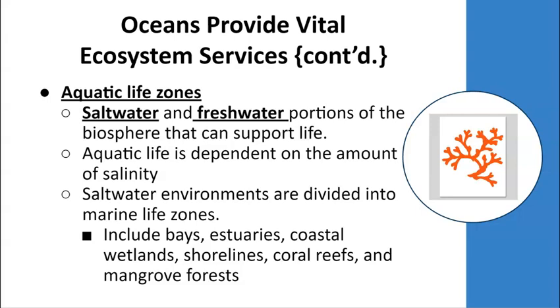Saltwater environments are going to contain different marine life zones, and a marine life zone is just a region that contains characteristic organisms that are going to interact with one another and their environment. These life zones include estuaries, coastal wetlands, bays, shorelines, coral reefs, and mangrove forests. You might be familiar with some of these terms. We're going to look at some of these in detail in the upcoming slides.